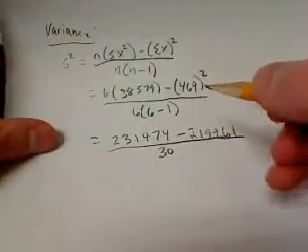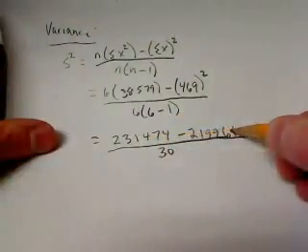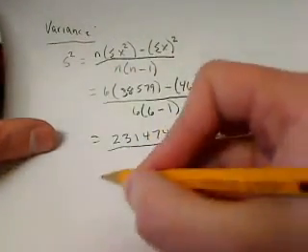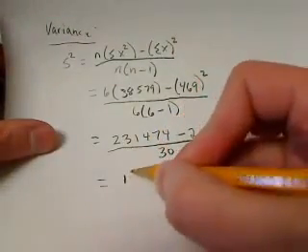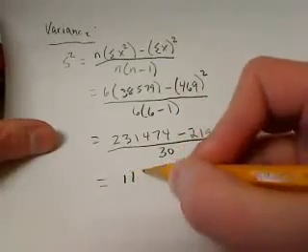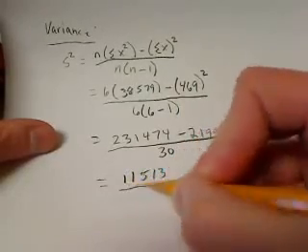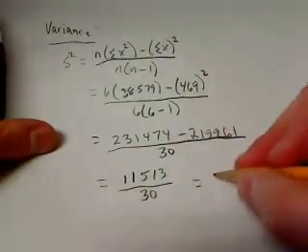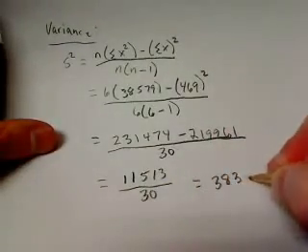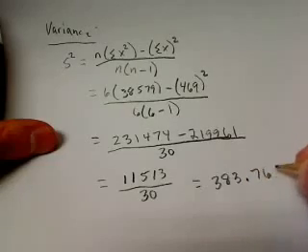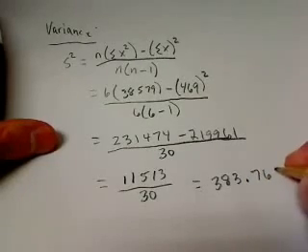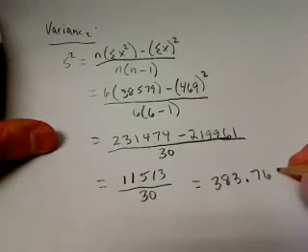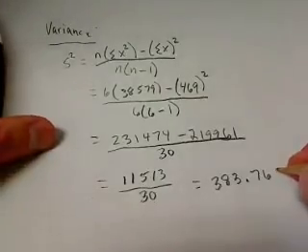When we simplify even further on top, taking the numerator, we should simplify that down to get 11,513, and we'll divide by 30. And this all simplifies down to 383.76, and it repeats. And this is the variance.